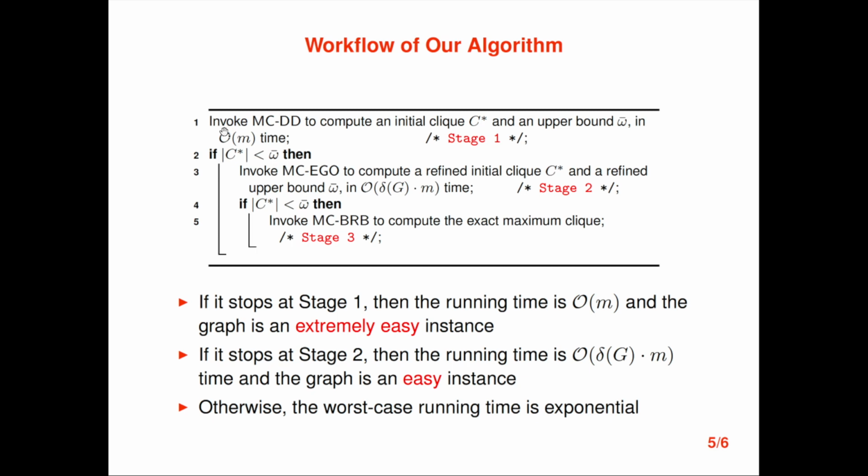Otherwise, we invoke MC_equal to compute a refined initial clique and a refined upper bound. If the refined clique size equals the refined upper bound, then it stops at stage 2. The running time is O(θ(G) × m) and the graph is an easy instance. Here, θ(G) is the degeneracy of G. Otherwise, we invoke MCBRB to compute the exact maximum clique, whose worst-case running time is exponential.